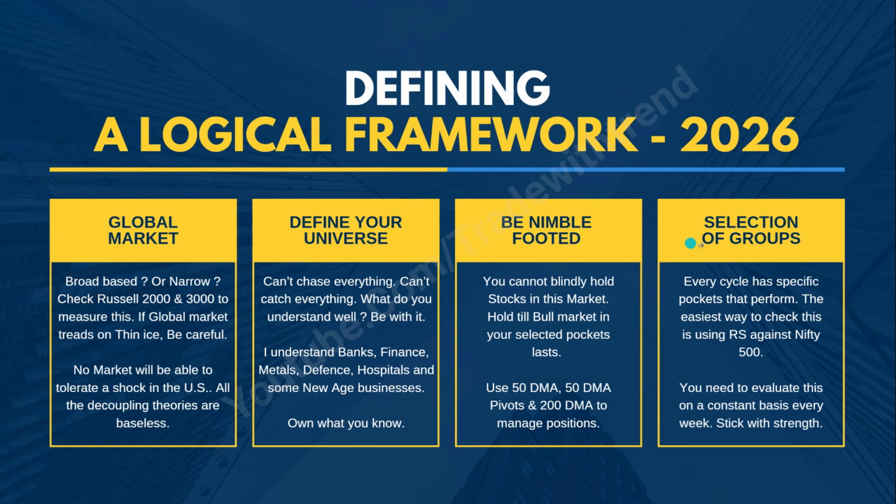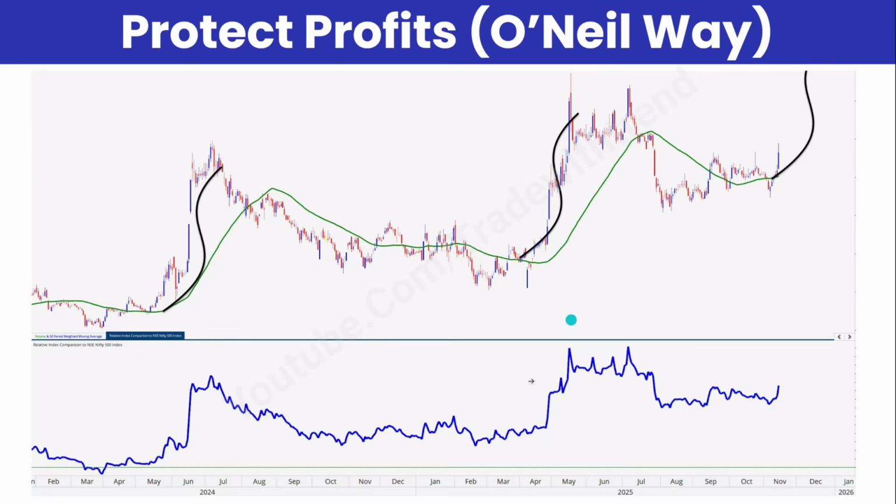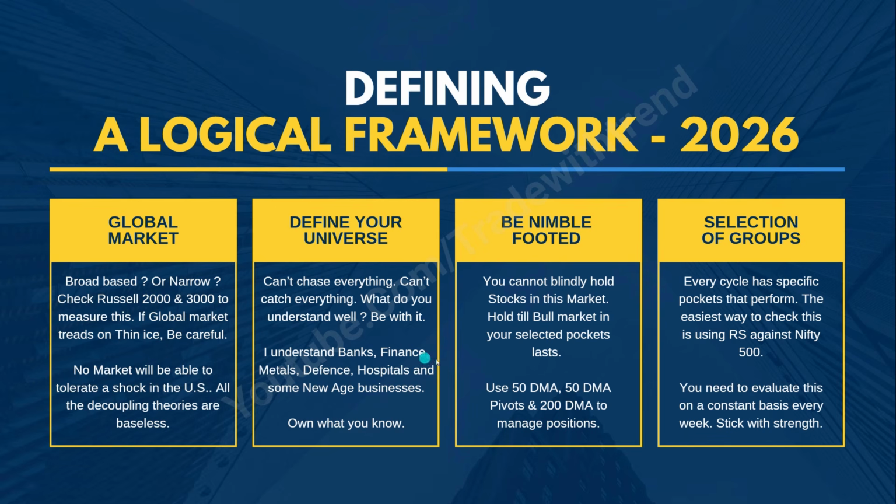The last point is selection of groups. That is sectors. In every cycle, you will see there are specific pockets that perform. As I explained in the earlier part of the video, first 3 months, something else was performing. Another 3 months, something else came up. The easiest way to check this is check the sector against Nifty 500, a sector that is rising, a sector that you have to pay attention to. You will have to evaluate this every week, or let's say every 15 days.